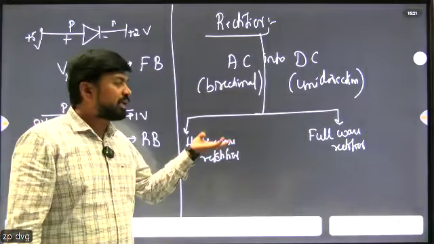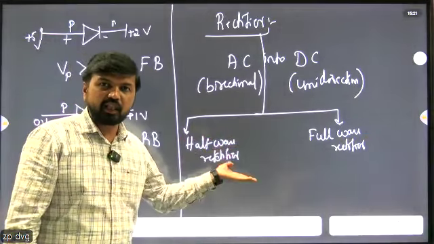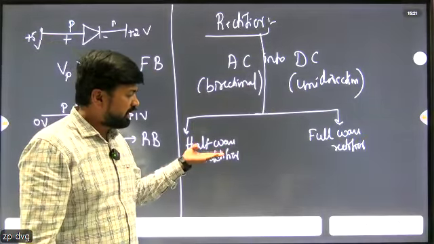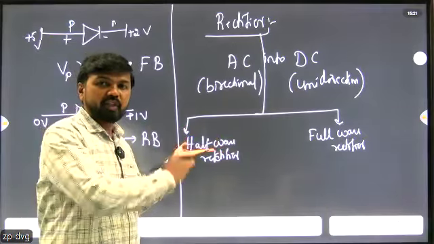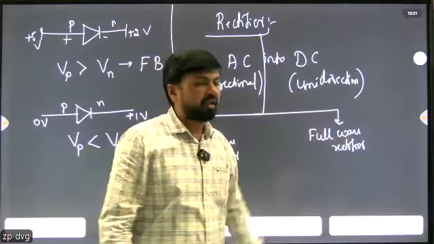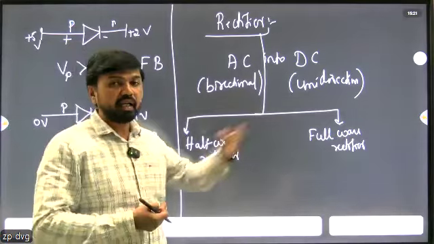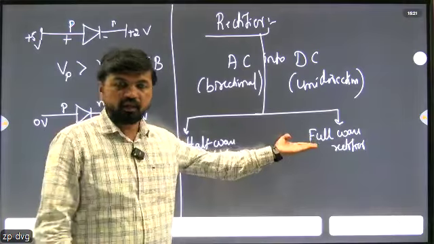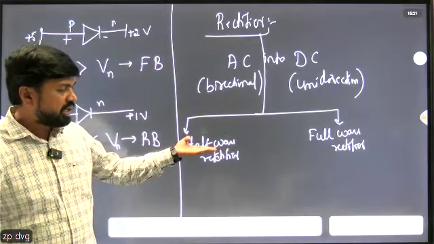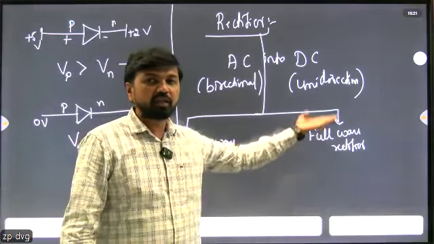It only converts half of the input AC signal into DC signal. As the name indicates, half wave rectifier converts only half of the input AC signal into DC signal. As I indicate, full wave rectifier means it converts both half cycles of AC into DC. For PU board examination point of view, these two derivations are compulsory and important. Only it converts half of the input AC to what? DC. It completely converts input AC into DC.